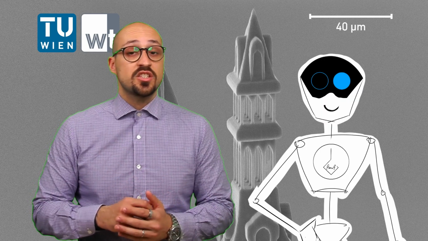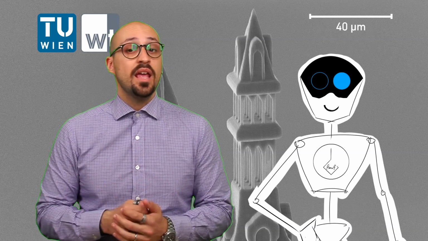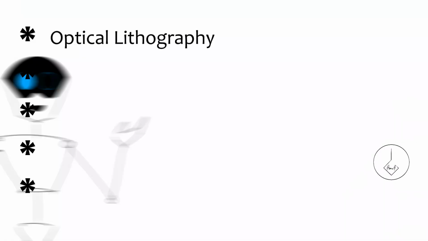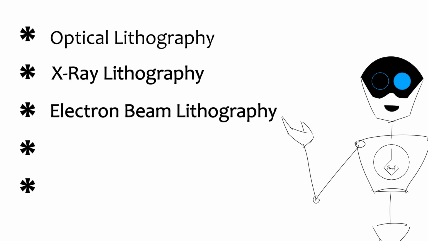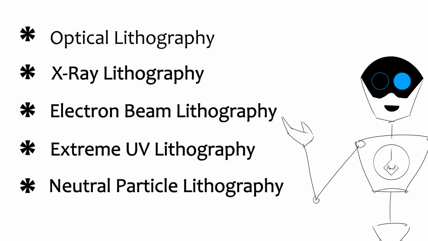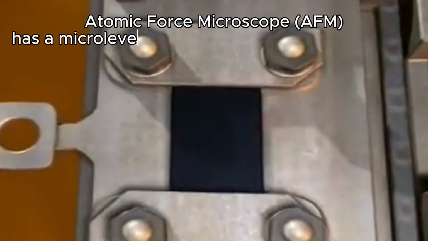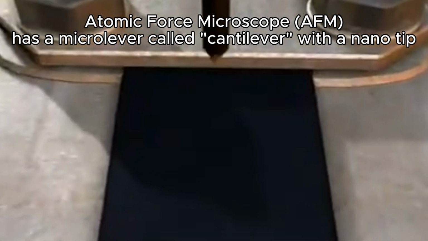To achieve such a small-scale pattern, several techniques can be employed, including optical lithography, X-ray lithography, electron beam lithography, extreme ultraviolet lithography, natural particle lithography, and more. Among these, some techniques make use of the atomic force microscope. This instrument is particularly interesting.